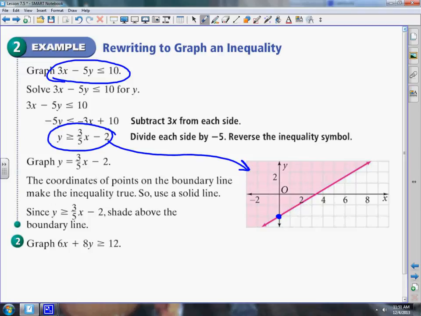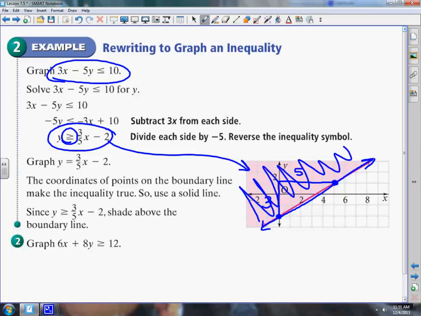So rise 3, run 5. And it's positive. And then I'm going to fill in my line because it has a line underneath the inequality sign. So I fill in this line right here. And then it's everything greater than. So I'm going to go on top.